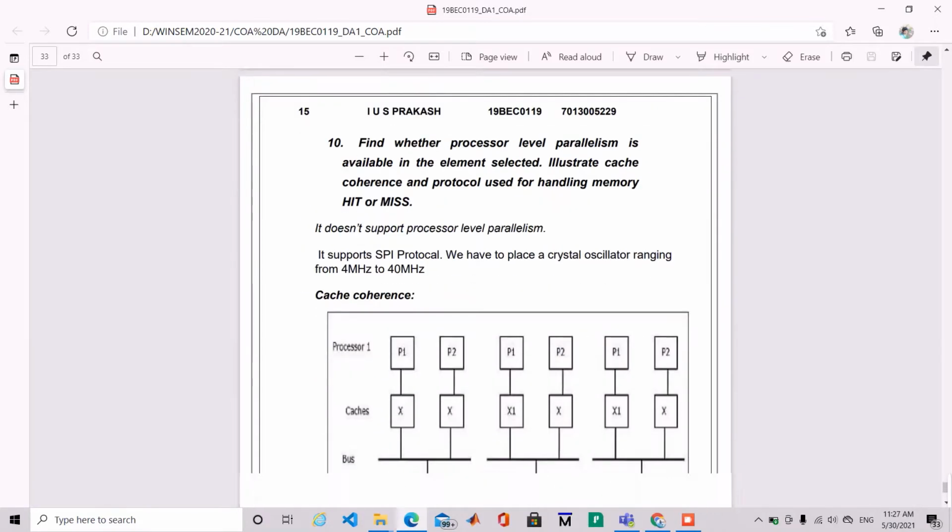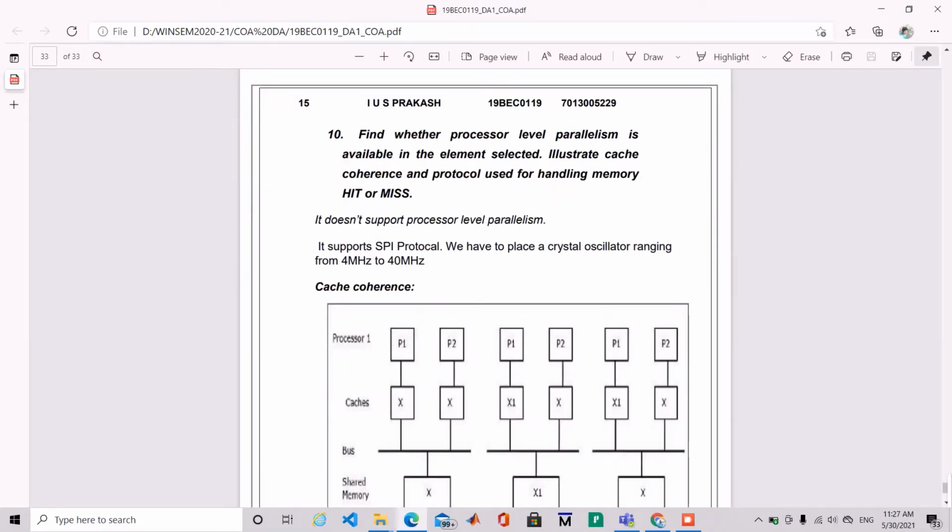The tenth question is to find whether processor level parallelism is available in the element selected, and to illustrate the cache coherence and protocol used for handling memory hit or miss. In the case of the PIC16F877A, it doesn't support any processor level parallelism, and it supports the SPI protocol. We have to place a crystal oscillator ranging from 4 MHz to 40 MHz.